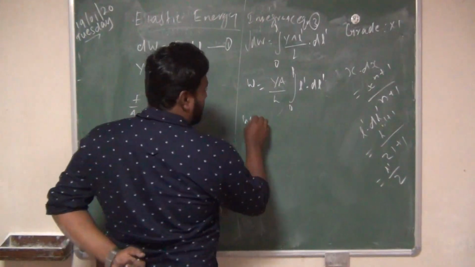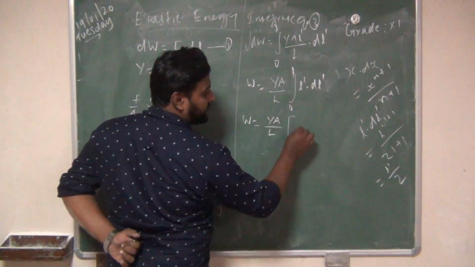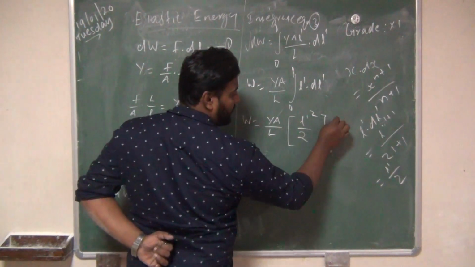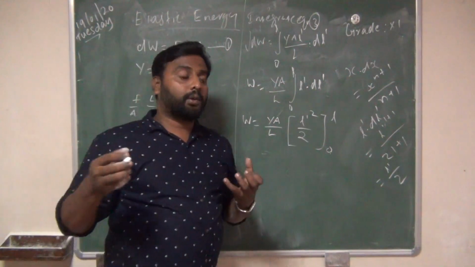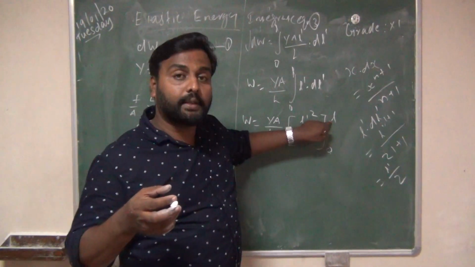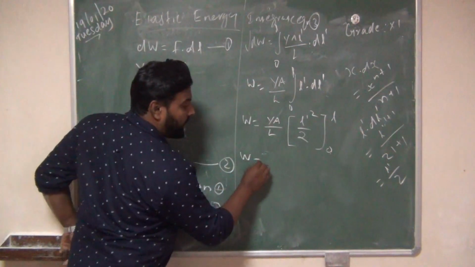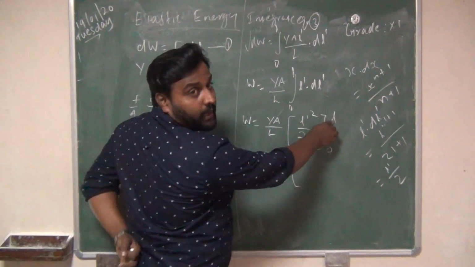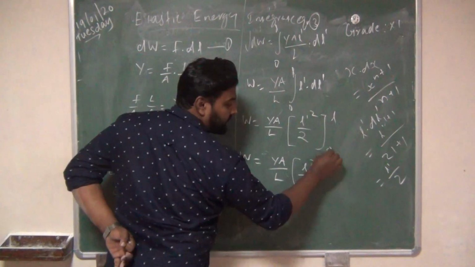We have to substitute W is equal to YA divided by L. After integration we will get l dash square by 2, with upper limit L and lower limit 0. Now the next step, we have to apply the limit. Instead of this l dash we have to apply the upper limit L and the lower limit 0. Now W equal to YA divided by L. First apply the upper limit. Instead of l dash we have to use L. So L square by 2 minus 0.